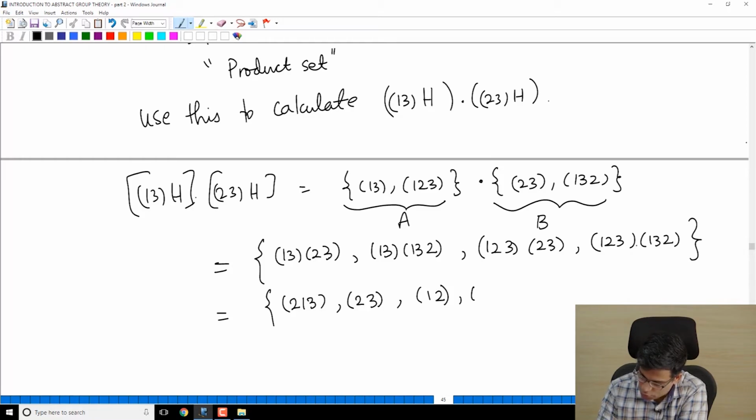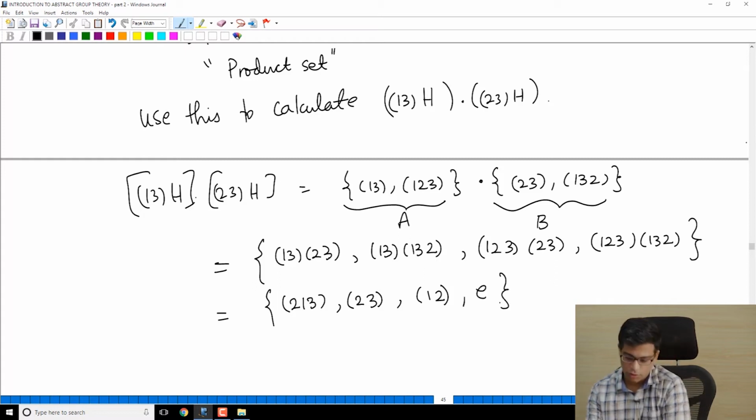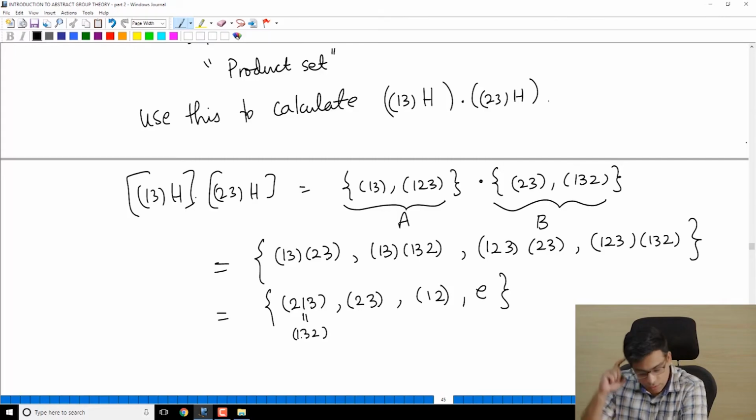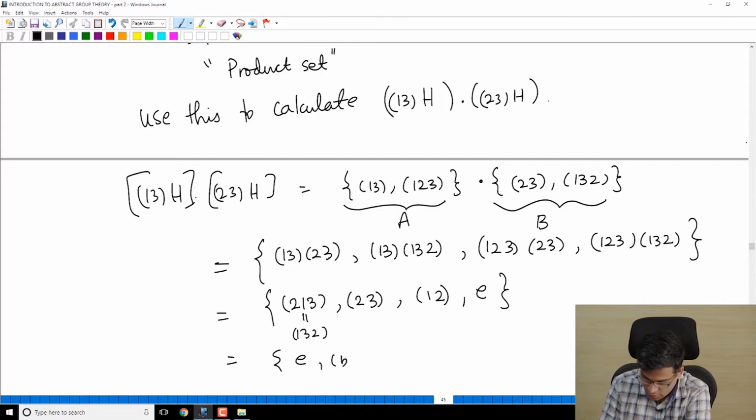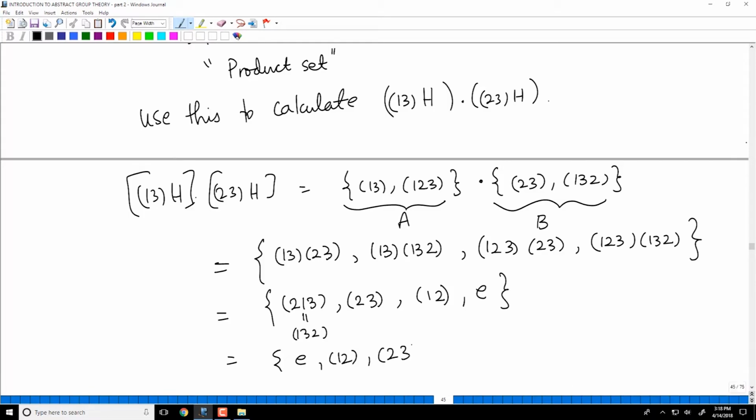and 3 goes to 2, 2 goes to 3. So this is actually the identity element, right? So the last product is the identity element, and this of course can be rewritten as (1 3 2). So this is another subset. I am going to just rearrange these elements: E, (1 2), (2 3), (1 3 2).